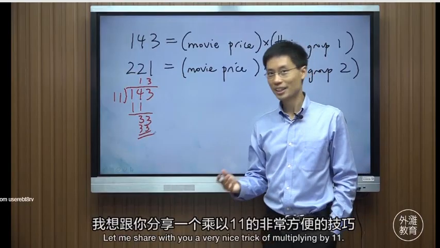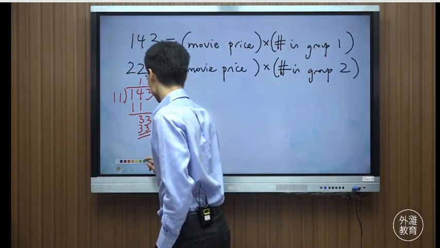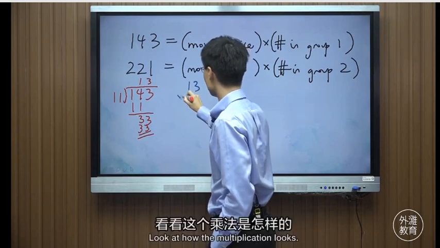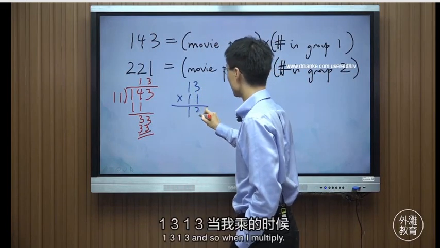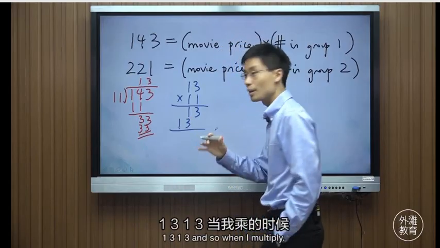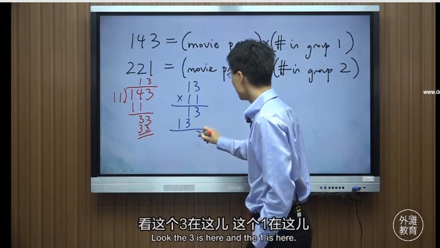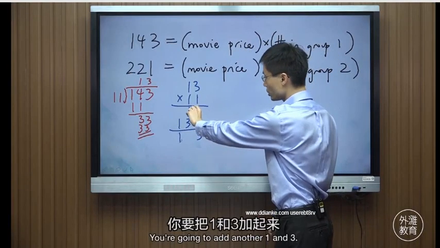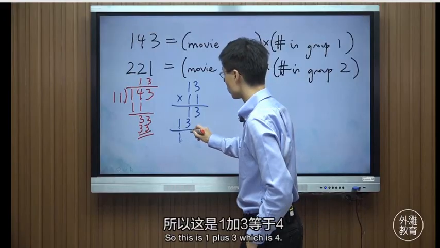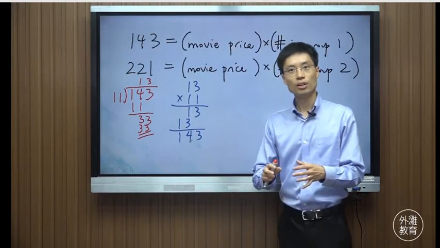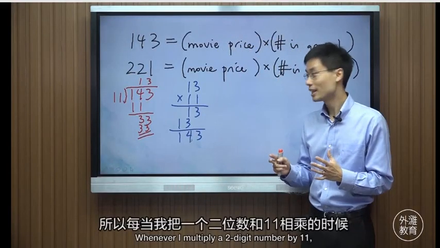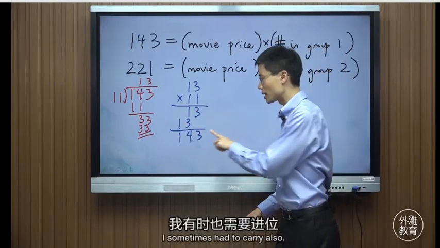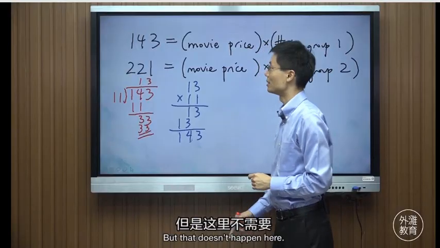Let me share with you a very nice trick of multiplying by 11. When you multiply any number by 11, for example, 13 times 11, look at how the multiplication looks. 1, 3, 1, 3. And so when I multiply, look, the 3 is here and the 1 is here. That's your 13. But what goes in the middle, you're going to add together 1 and 3. So this is 1 plus 3, which is 4. Whenever I multiply a two-digit number by 11, I put the two digits here and I put the sum in the middle. I sometimes have to carry also, but that doesn't happen here.